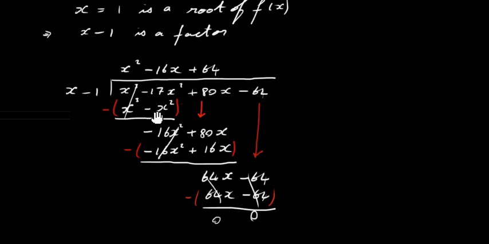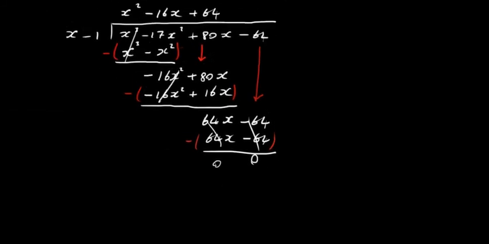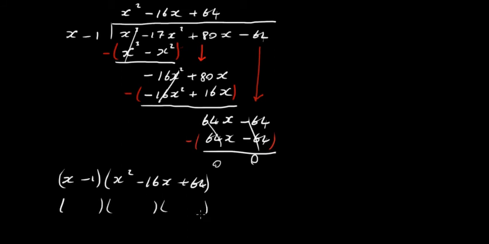In other words, our x minus 1 and our x squared minus 16x plus 64, if we multiply these two together, we'll get our cubic expression, our function here. So we have to factorize this quadratic now. So really what we have to do is break that up. We have to factorize this part here. So we have x minus 1 here, and I'm going to factorize this.